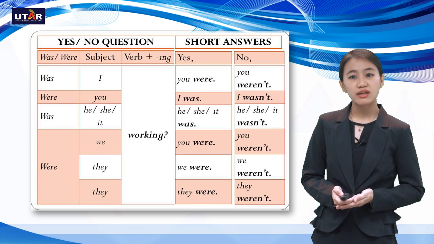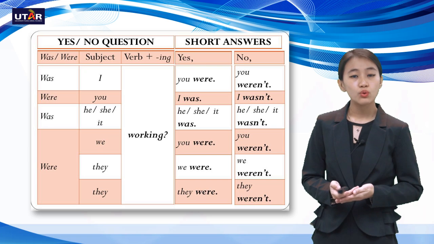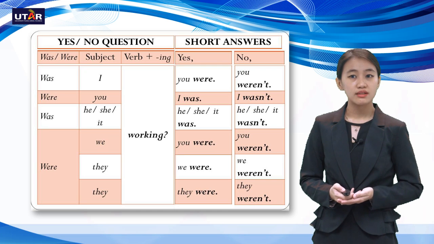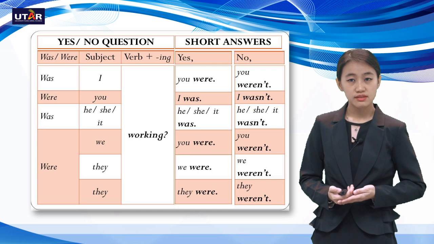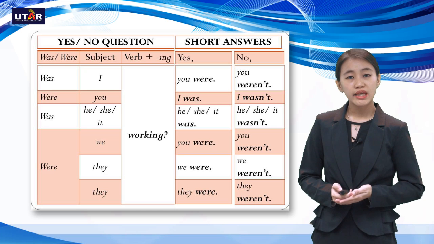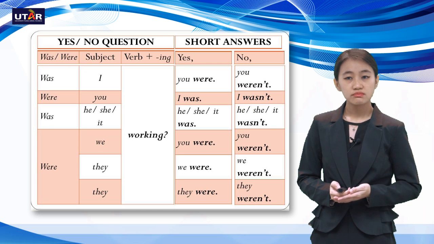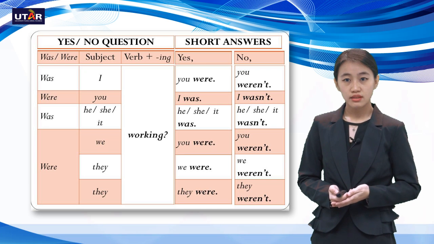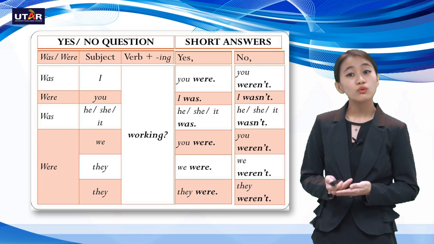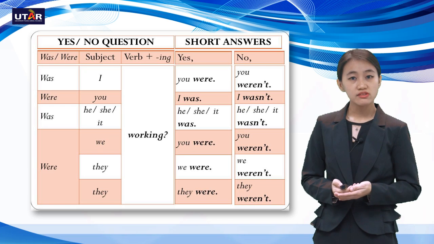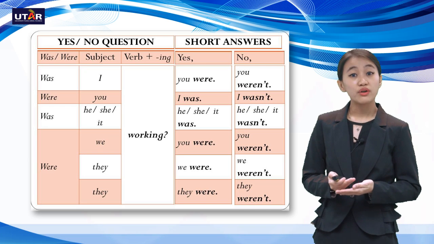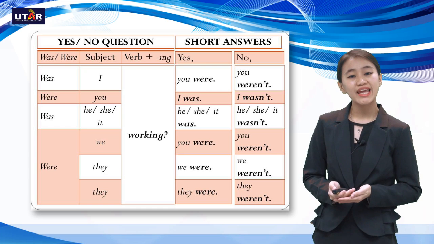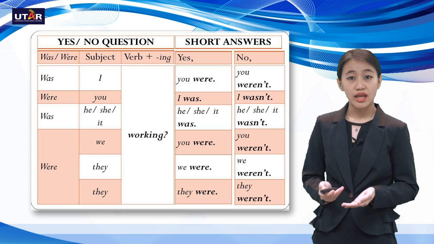So similarly, if it was, were you working? Of course, I'm asking you. Therefore, when you answer, yes, I was. Was he, she, it working? Yes, he, she, or it was. Were we working? Yes, you were. Were they working? Yes, we were. Were they working? Yes, they were.